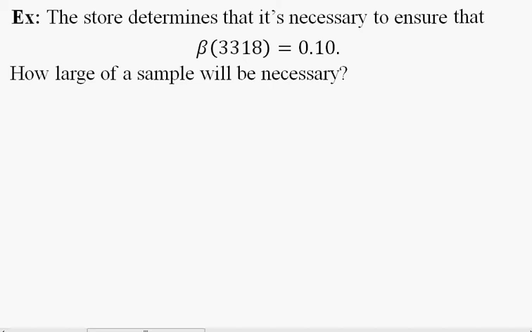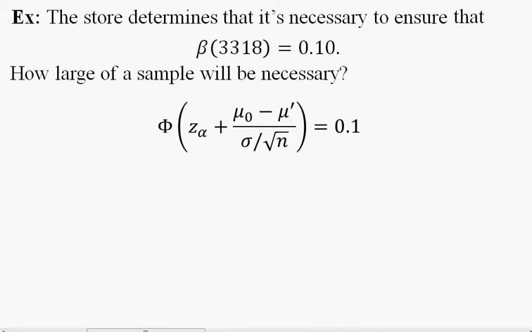To begin, we use the formula that we had for the computation of beta. Our starting point will be the formula here. Recall that beta is equal to phi of z alpha plus mu naught minus mu prime over sigma over square root of n. And we want to make beta equal to 0.1.